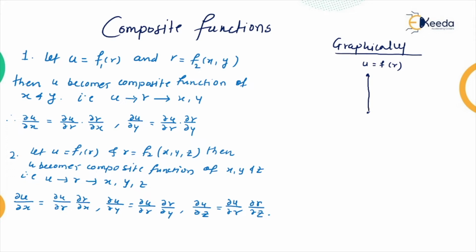u is a function of r, right? And r is a function of x and y. So where are x and y? Suppose this is x and this is y, right? Now see, first u is a function of r. I am showing the arrow diagram. r is a function of x and y. I am showing that also by an arrow diagram. And then u becomes a composite function of x, and u becomes a composite function of y.